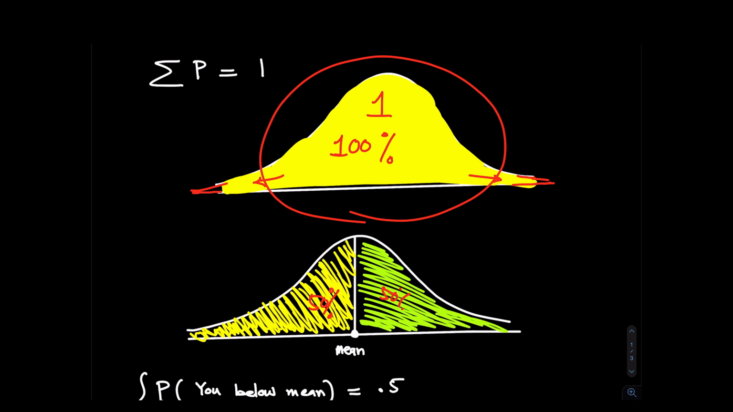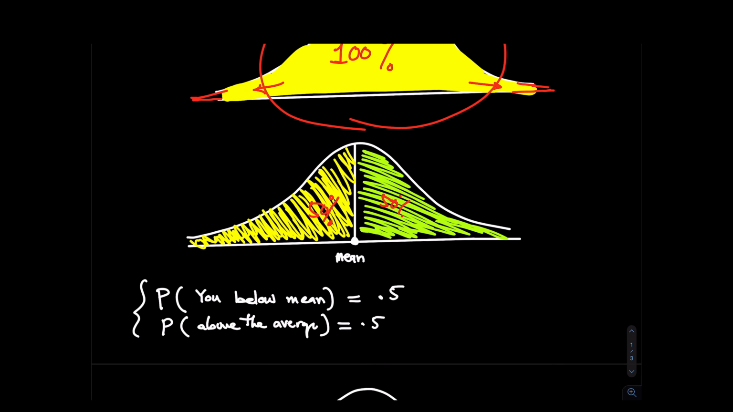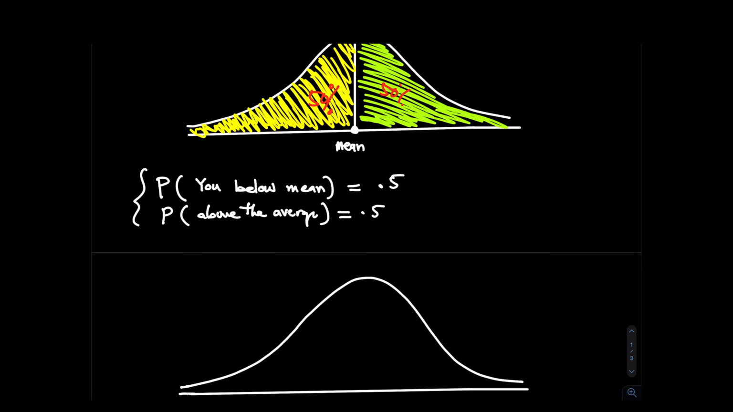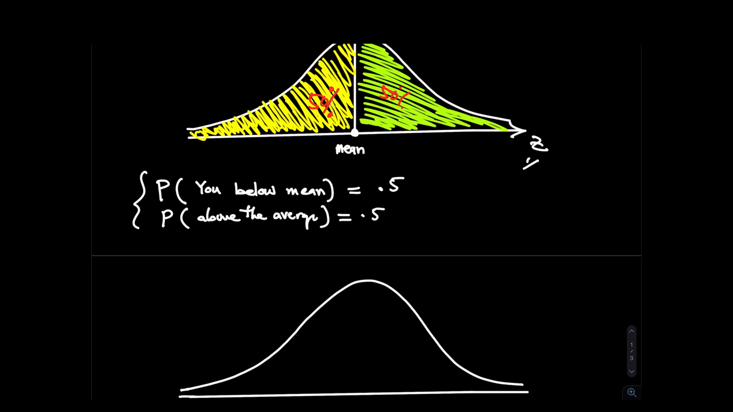So the area under the whole thing is 100%. If I break it in half, each half is 50%. No matter what the experiment is, and no matter if it's a standard or non-standard normal distribution, meaning if it's in terms of z's or x's, either way, the probability that you're below the average is always 50%. The probability that you're above the average is also 50%. You don't need to know any calculus or any commands, you just need to know that fact. And remember, that's a fact, not an opinion.